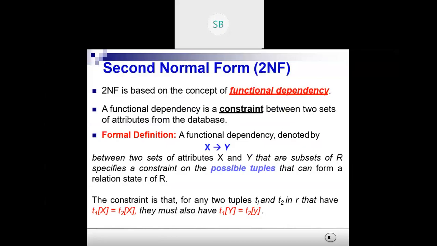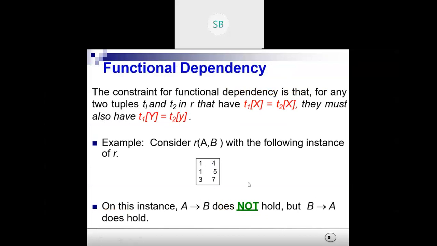So now let's come to the complicated part. Here it said that a functional dependency, denoted by X tends to Y, between two sets of attributes X and Y that are subsets of R, specifies a constraint on the possible tuples that can be formed in a relation state r of R. So what I meant was this X should uniquely determine Y.